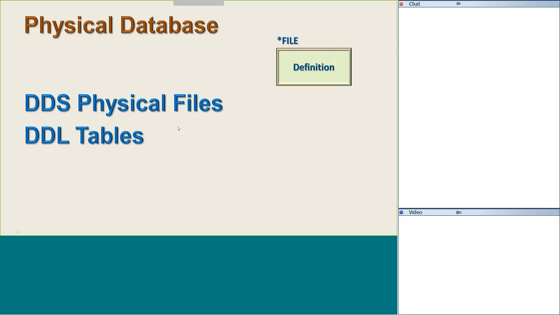All physical files, no matter what type, the object firstly consists of a definition. The type code is *FILE. Its attribute is PF-DATA. Either of the two files, they are still PF-DATA. And the first component in the definition is the definition.